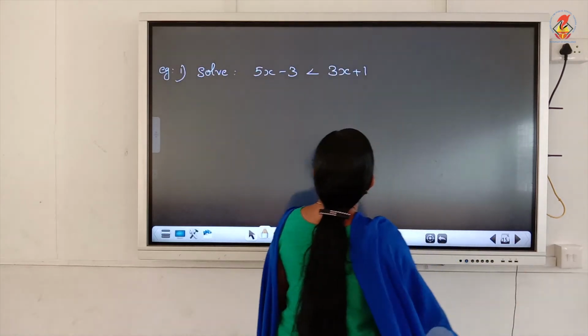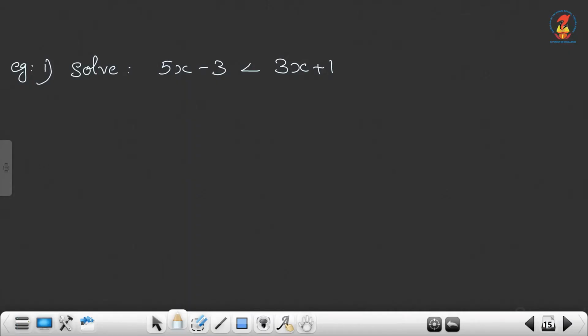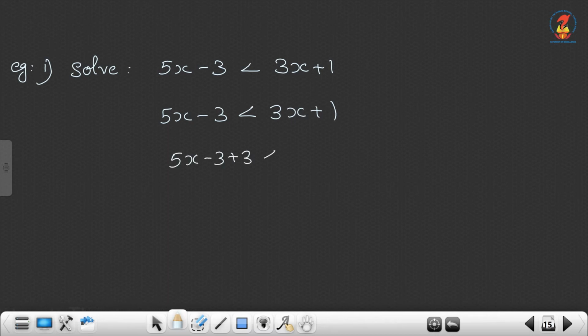So look at the first example. Solve 5x minus 3 less than 3x plus 1. Solve means find the value of x. That is the meaning. So 5x minus 3 less than 3x plus 1. First, if I add 3 on both sides, then that 3 and minus 3 will cancel. Both sides you have to add. So 5x is less than 3x plus 4.